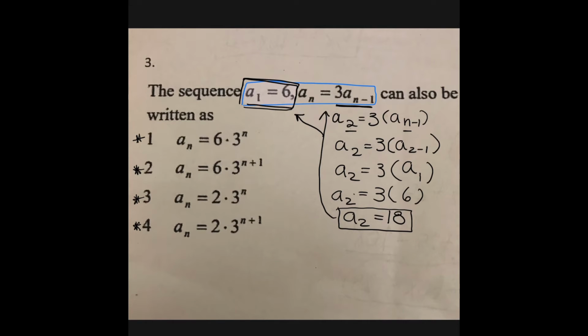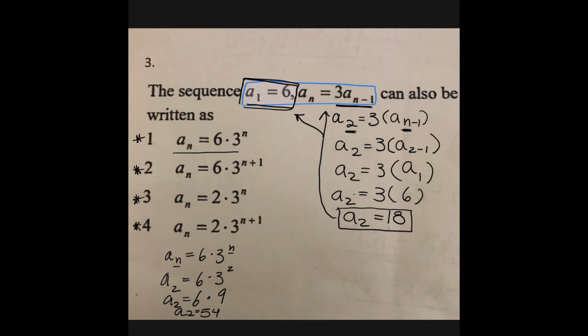So let's go one formula at a time. We'll start with the first one. A sub n equals 6 times 3 to the n power. Now we're going to replace our n with 2, just like we did here. So a sub 2 equals 6 times 3 to the second power. 3 to the second power is 9, and 9 times 6 is equal to 54. So a sub 2 is going to be equal to 54 in that first answer choice.